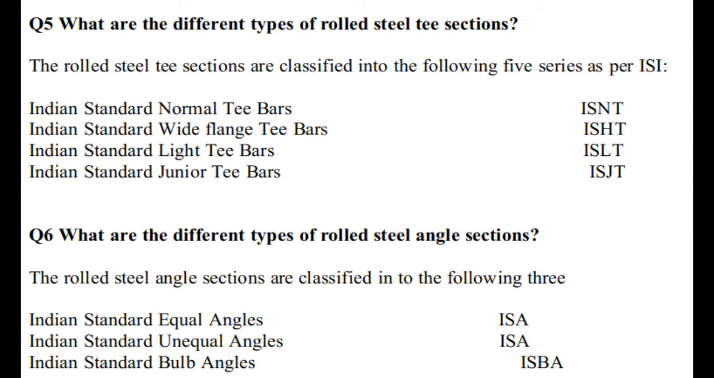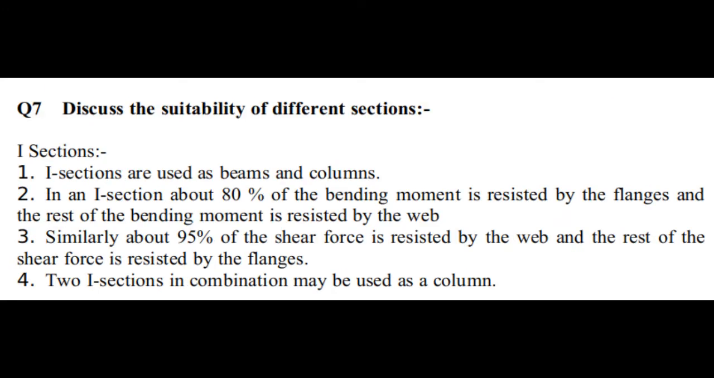For example, 100 by 100 by 10 is ISEA. And what is Indian Standard Unequal Angle? That is 100 by 75 by 10, that is ISA, unequal angle. But nowadays both equal and unequal are represented by ISA. And the last one is the Indian Standard Bulb Angle, that is ISBA.